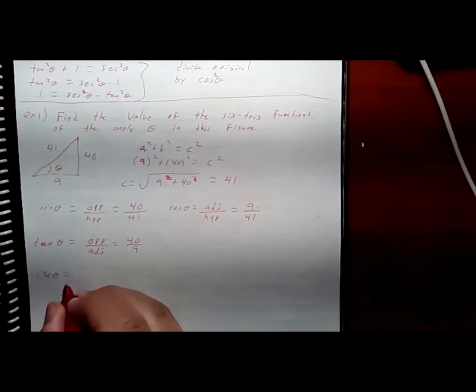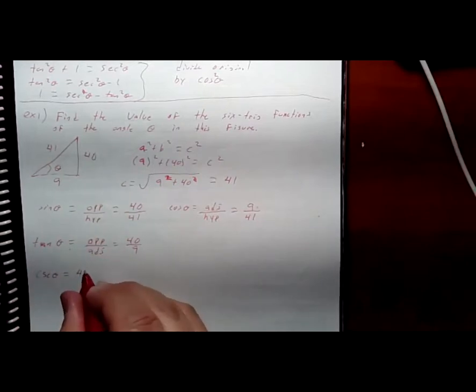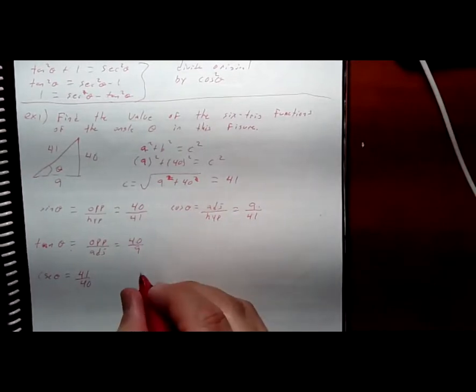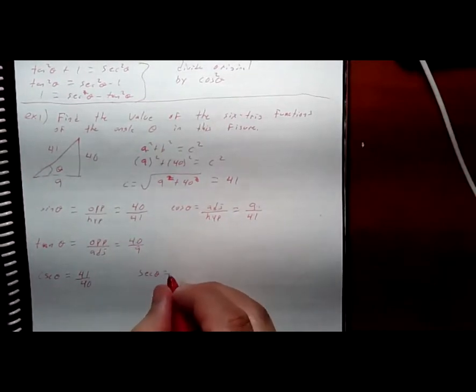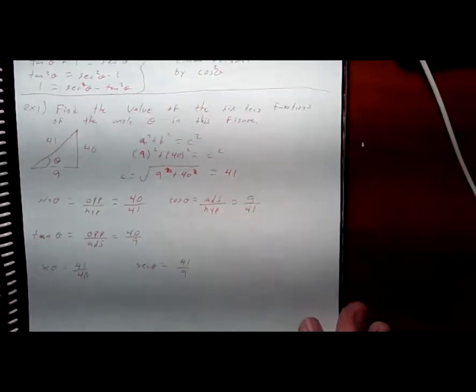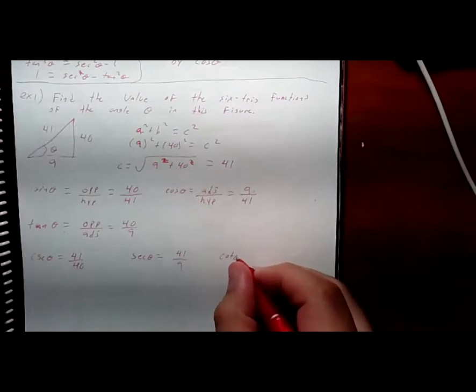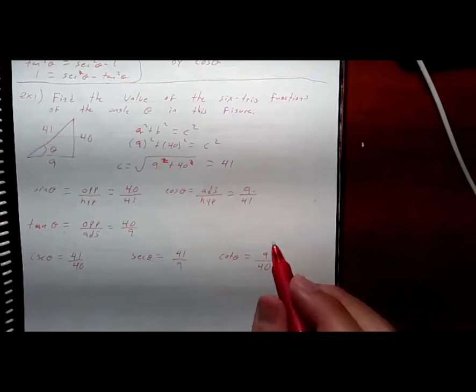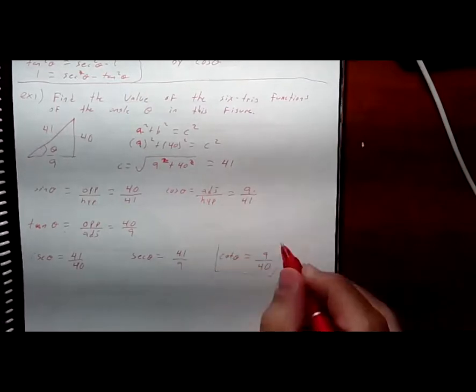Okay. So now we just need the reciprocals, right? Which aren't that difficult. You can either use the definition or the reciprocals. So cosecant theta is the reciprocal of sine, so just flip it over. Secant theta is the reciprocal of cosine, so flip that over. Cotangent is the reciprocal of tangent, flip that guy over. So here are the solutions.